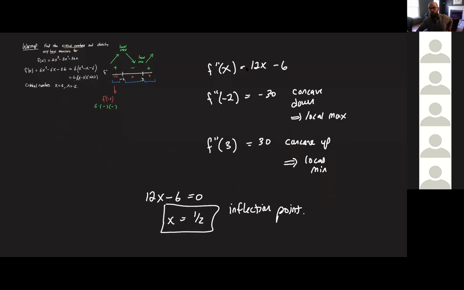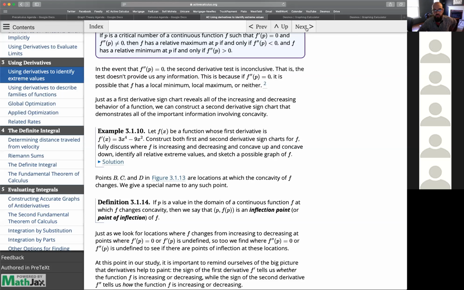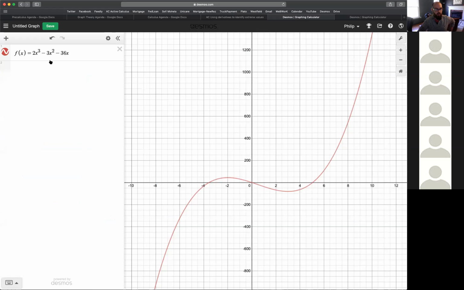All right, so let's go back over to Desmos in our last minute here. Let's take a look at our graph. So here's the graph of our function. And if we put all this together, we should be seeing that we have a local max at -2, right? So we do in fact have that. We have a local min at 3. And then our inflection point, what we should find is that the graph changes concavity at 1/2.